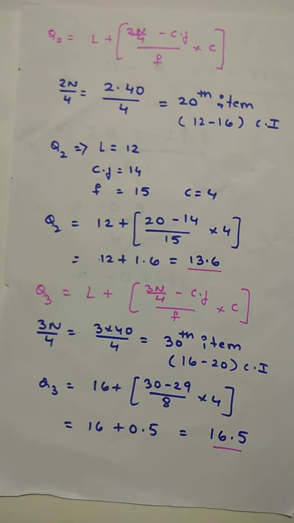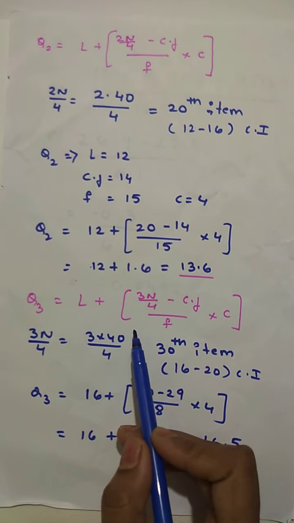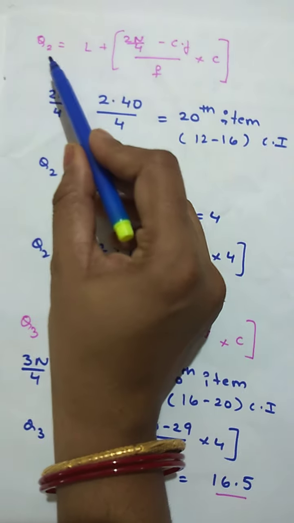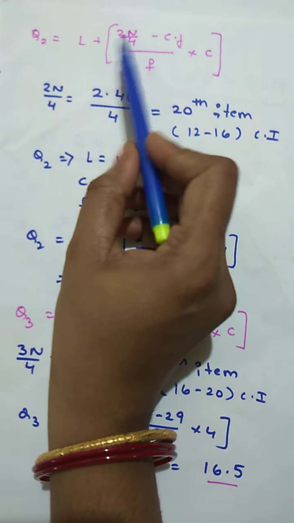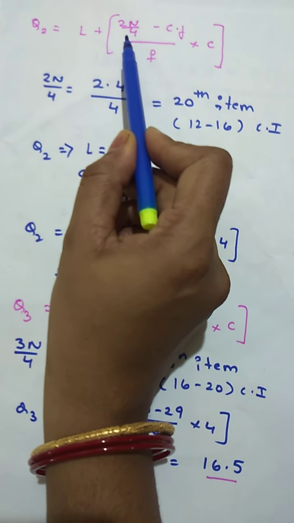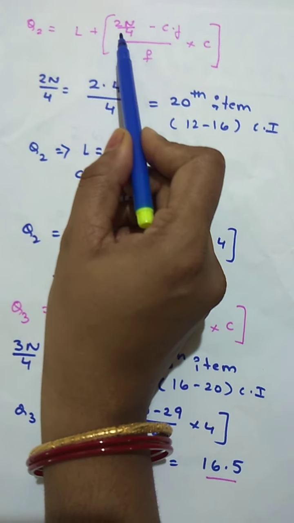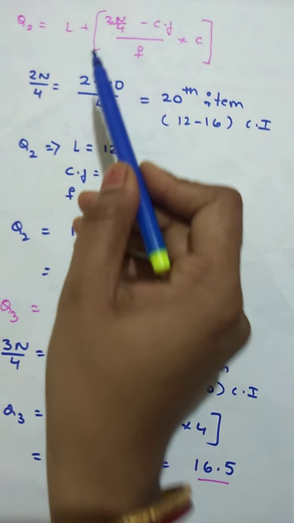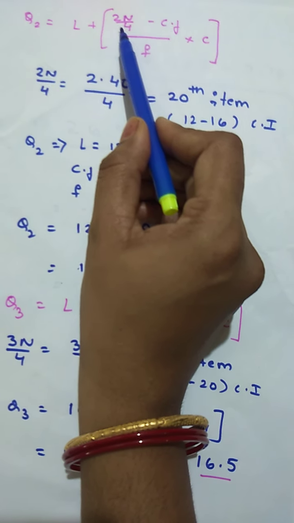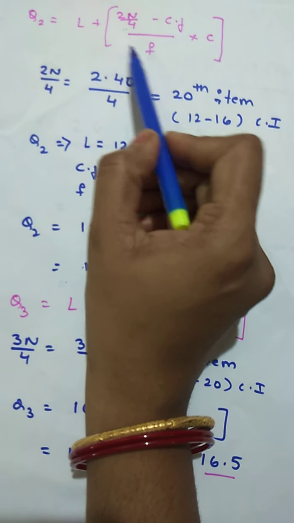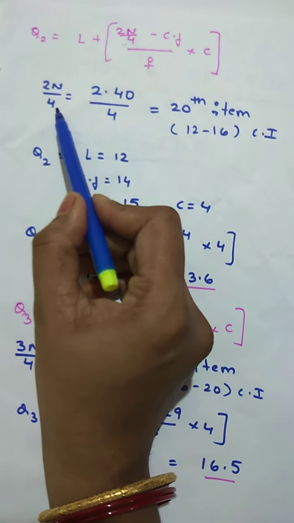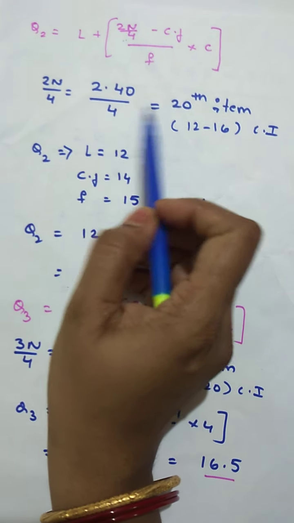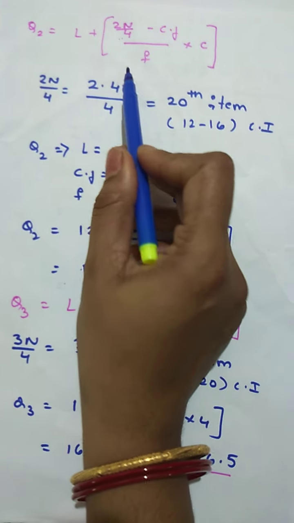Now we found Q1. We need to find Q2 and Q3 also. The formula is the same for Q1, Q2, Q3, only this part is different. In Q1 this is N by 4, in Q2 it is 2N by 4, and in Q3 this value will be 3N by 4. The remaining process is the same. So 2N by 4: 2 into N, N equal to 40, the total frequency.